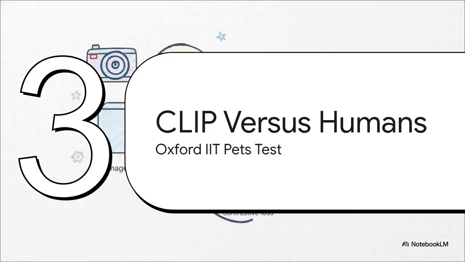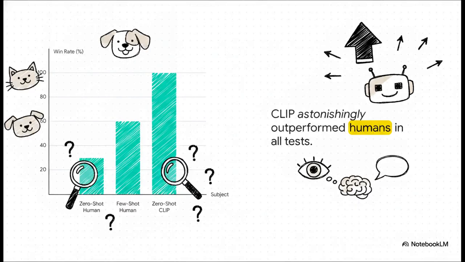Section 4. CLIP versus Humans, the Oxford IIIT Pets experiment. Let's set the stakes here and see how this architecture actually stacks up against human perception. Researchers ran this fascinating test using the Oxford IIIT Pets dataset. The task was simple. Look at an image and select which of the 37 cat or dog breed captions best matched it. They pitted 5 human subjects against CLIP, and when the results came back, no way.